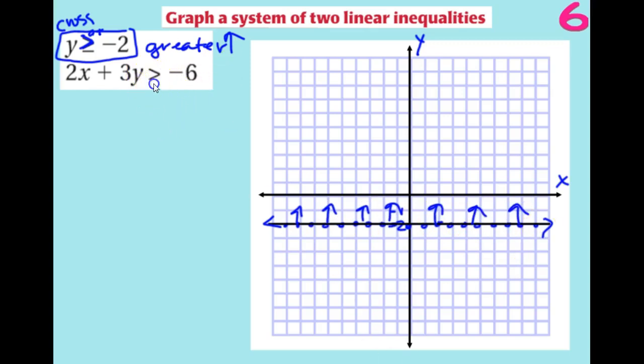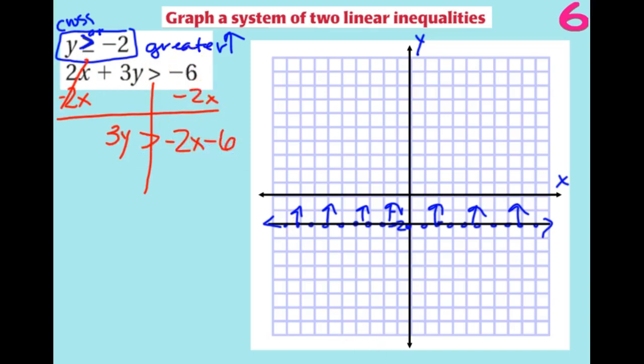Our second line, we need to solve to get y by itself, so I'm going to go ahead and solve for y. Move our x's over first by subtracting 2x. So we have 3y is greater than -2x and a -6. And then divide everything by 3 to get rid of that 3. We have y is greater than -2/3 x minus 6 divided by 3, which is 2.